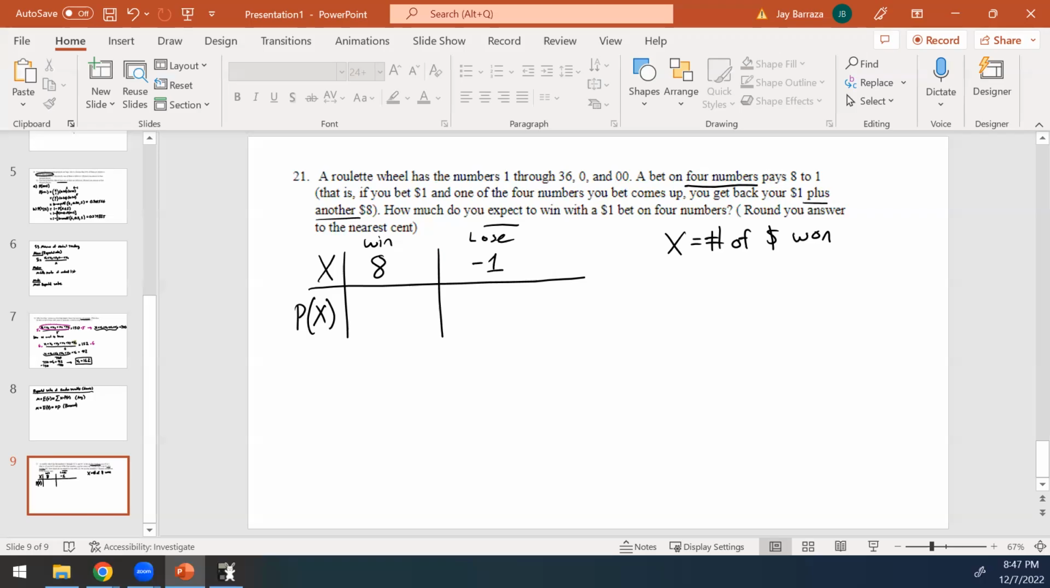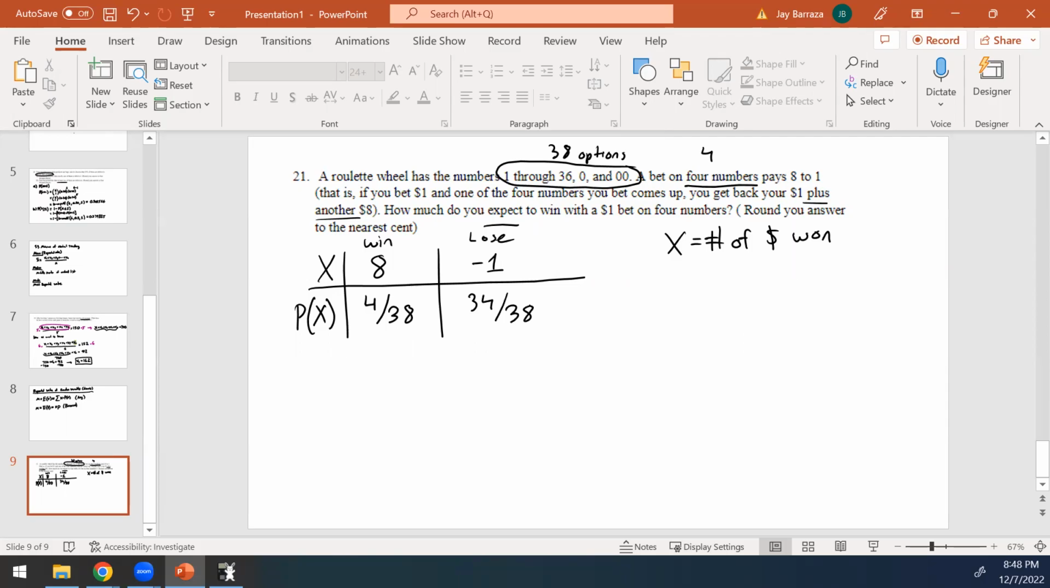Now, what is the probability of me winning? Well, there are 38 options, right? 38 options. And I am picking 4 of them. Okay, so 4 numbers. So the probability of winning is 4 out of 38. So then what is the probability of me losing? Well, the other 34 out of 38. That's the probability of me losing. Okay.